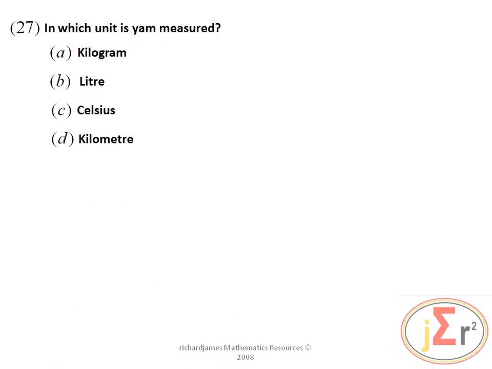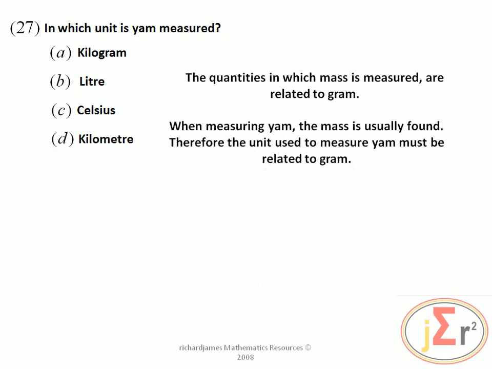In which unit is yam measured? The quantities in which mass is measured are related to gram. So if it is mass, we are going to measure that in grams. When measuring yam, the mass is usually found. Therefore, the unit used to measure yam must be related to gram. Kilogram is the correct answer, and it is option A.